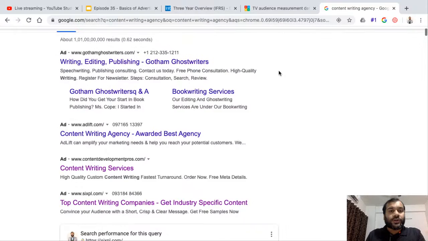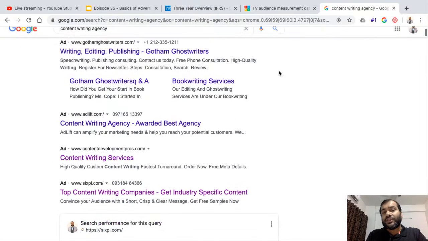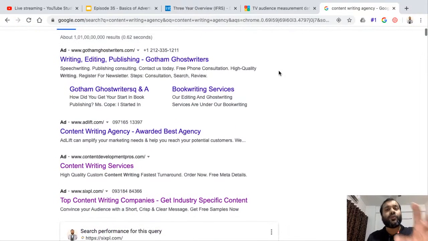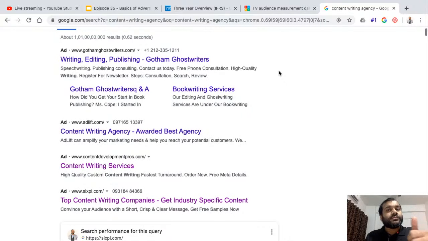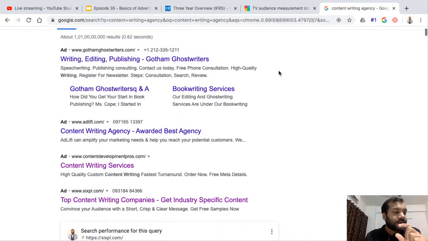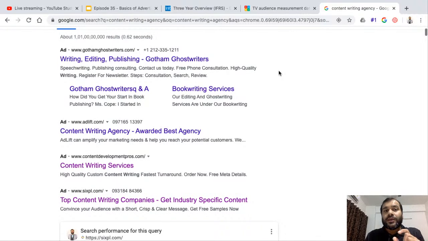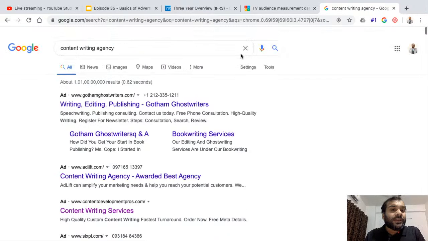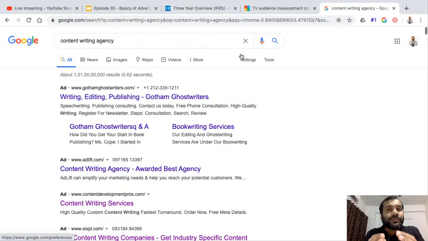So I'm searching for a content writing agency, and these four companies are showing their ads because they offer content writing services. This is one way you have demand based advertising. And when somebody is searching for a content writing agency, it is because they are at the consideration stage. They are not just at the awareness stage. And this is, Sunanda, one key difference.